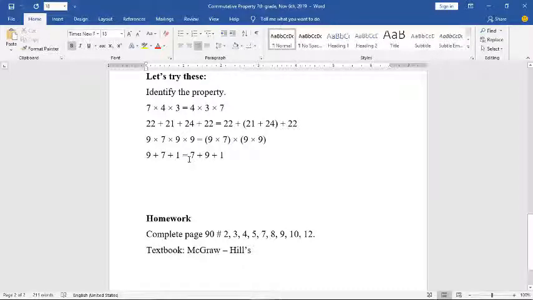And the last one is 9 plus 7 plus 1 equals 7 plus 9 plus 1. 9, 7, 1. And here we have 7, 9, 1. They change the order of the addends, and this is not going to change the sum of the problems. We will have the same answer both ways, and this is the commutative property of addition.